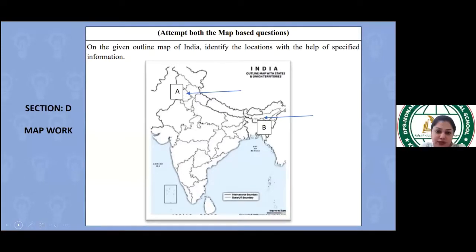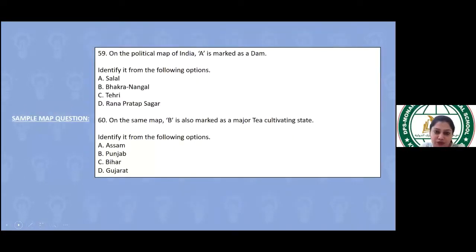In the next slide, we can see the sample questions which are given based on the map provided. This was all for social science.